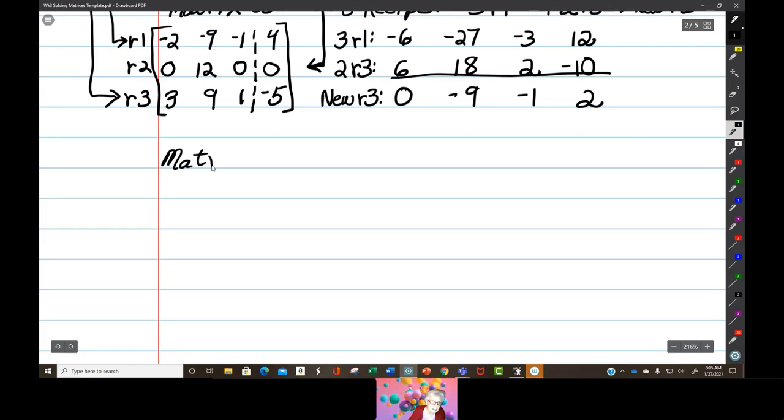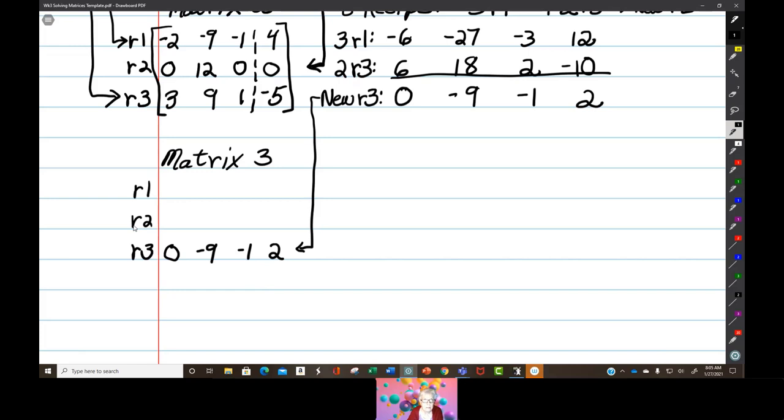So now, I write down matrix number 3. And row 1, row 2, and row 3. So I'll have, see, my mind's starting to wander. New row 3 comes down here and goes in there. First, 0, negative 9, negative 1, and 2.